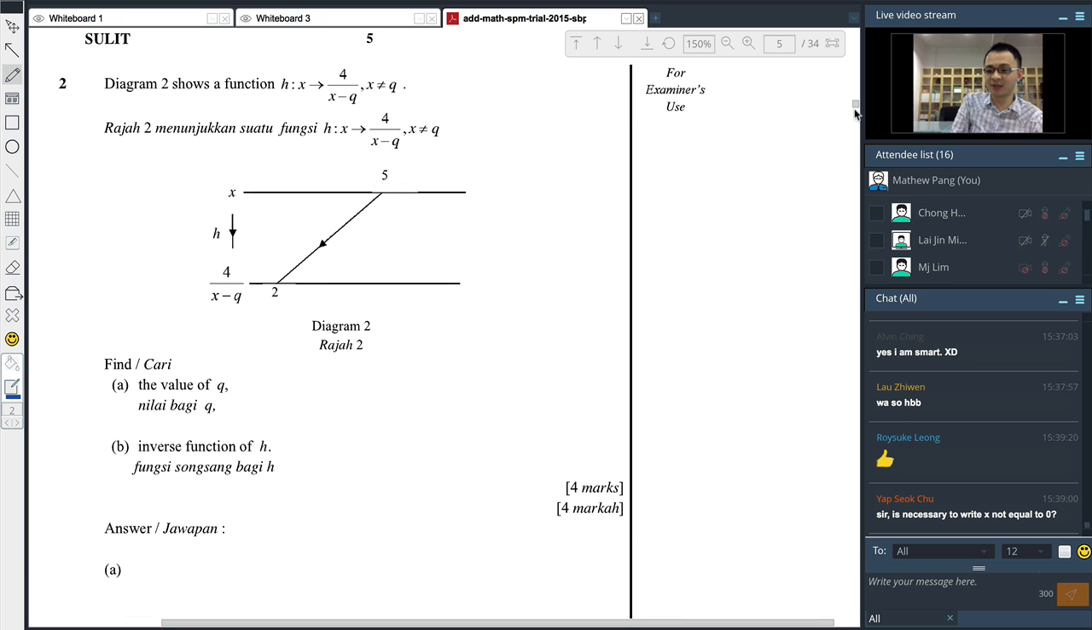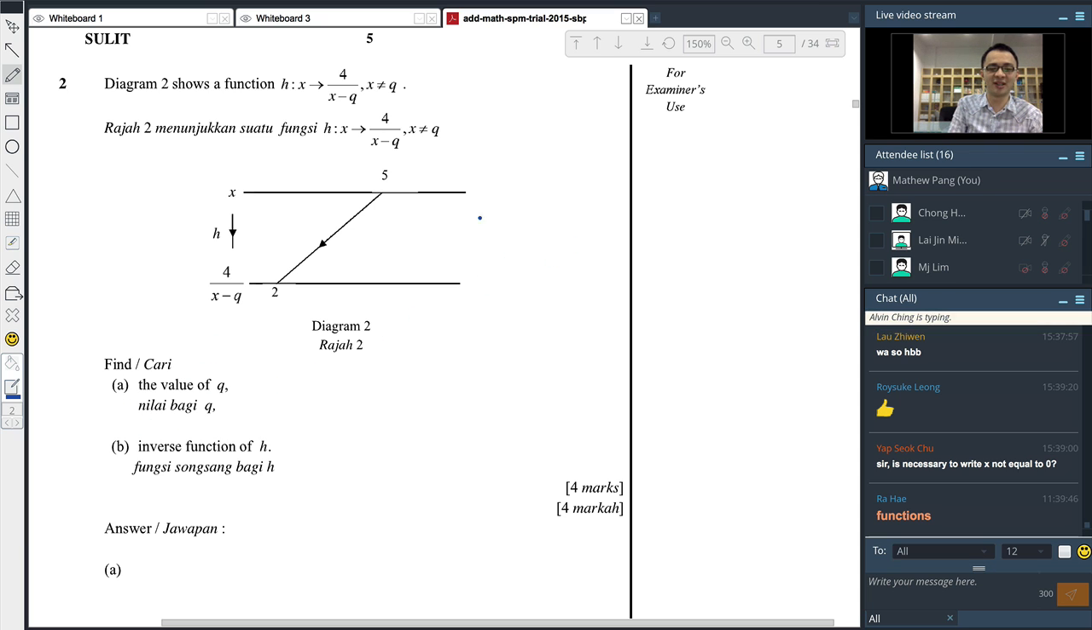So is it necessary to write x is not equal to 0? I don't think it's necessary, but it's good to write, because if x equals 0, you'll get math error, right? So yeah, just write that. Okay, this one is a bonus mark question because it's very easy.